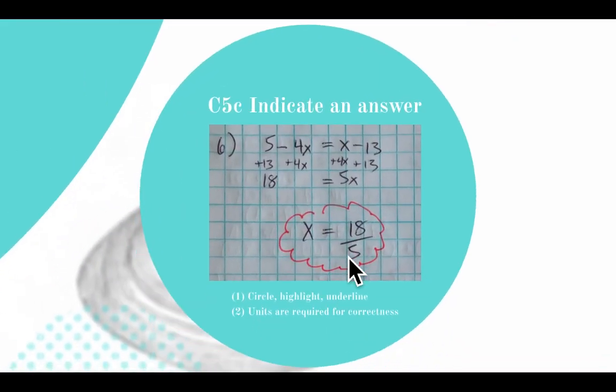Next, you've got to indicate an answer. You can circle or highlight or underline the answer however you want. And if the word problem does have units, then you've got to include units as part of the answer.